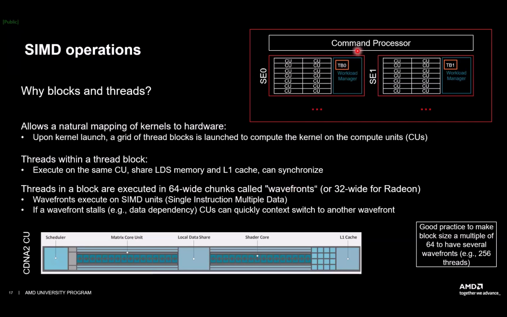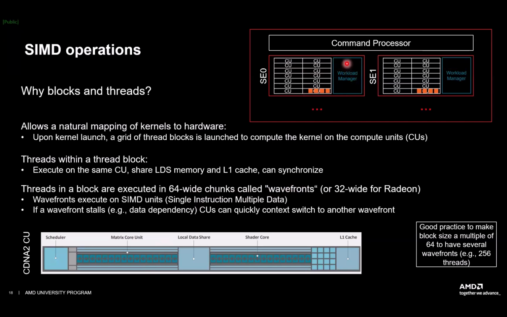So here we have this thread block 0, and that gets broken up into 4 64 wide chunks of threads, and then those get mapped to the compute units, and then the compute units work on these wavefronts or warps on these SIMD units. And so you're not actually processing the thread blocks as a whole. Instead, you're breaking it up into these chunks.